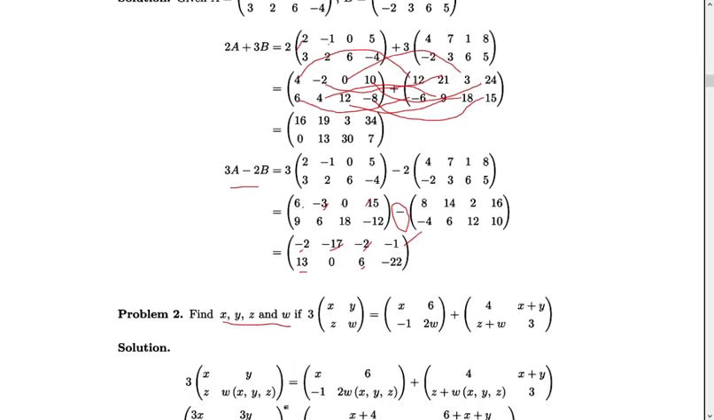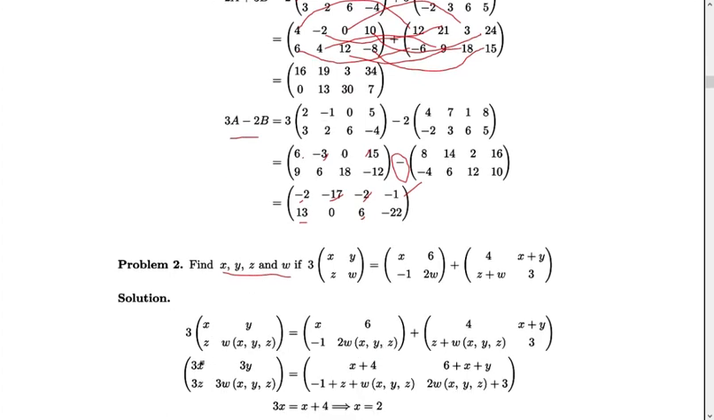The problem is 3 times this matrix: 3 times x, 3 times y, 3 times z, 3 times w. Here w is dependent on x, y, z. So applying that, corresponding elements are equal, 3x is equal to x plus 4.